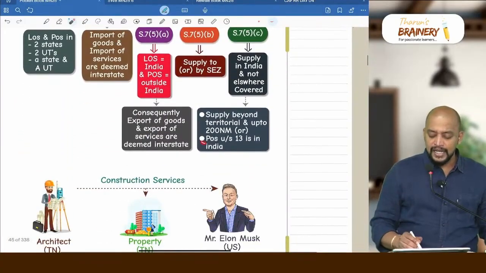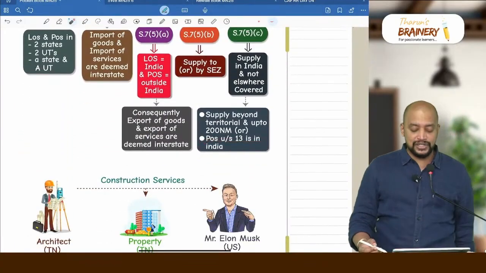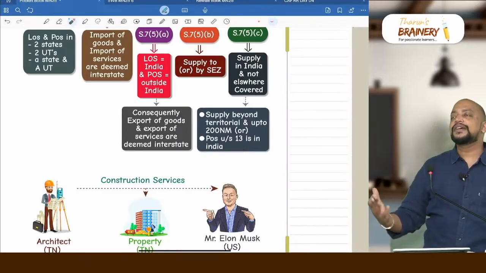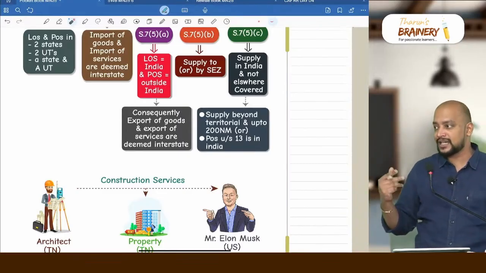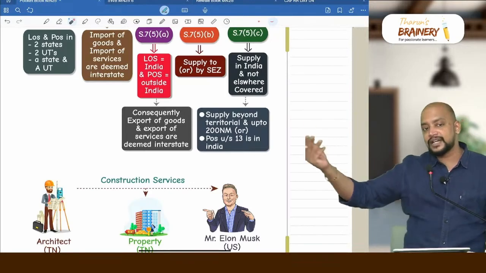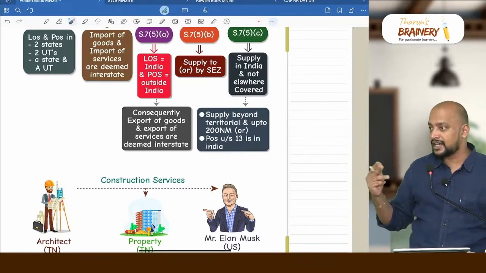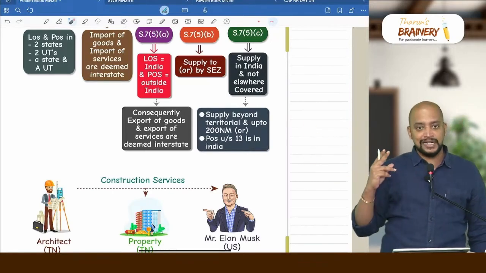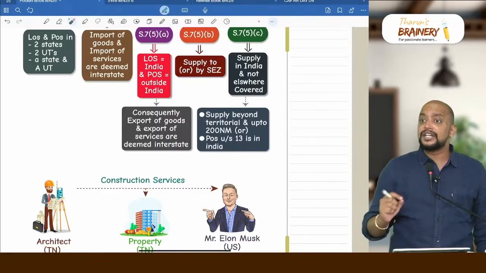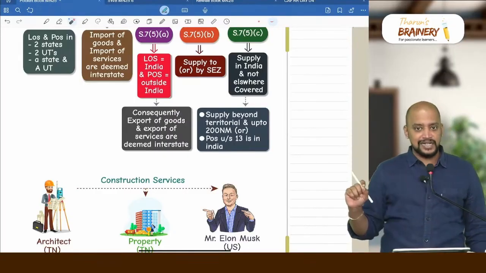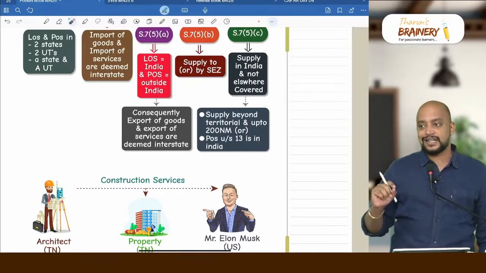Next, another point, if the place of supply is determined under section 13 and it is in India. When place of supply is determined under section 13, if either supplier or the recipient is in India and the other outside India, any one in India, other outside India, then place of supply is determined under section 13. The moment place of supply is determined under section 13, it will always be deemed interstate supply. You cannot call it as intrastate supply.